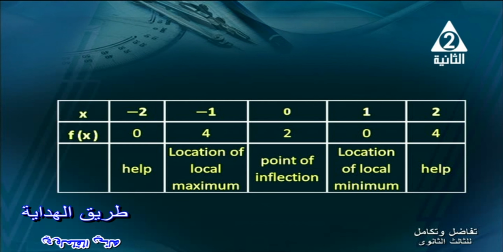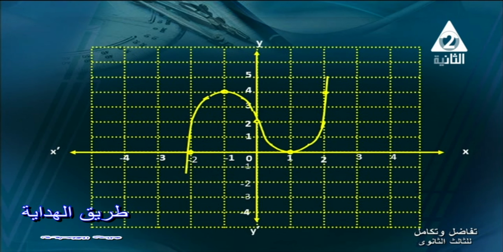The points (-1, 4) and (1, 0) are critical points. (-1, 4) is the location of a local maximum, and (1, 0) is a critical point and the location of a local minimum. What about (0, 2)? (0, 2) is a point of inflection. So we can use the table to draw this function.